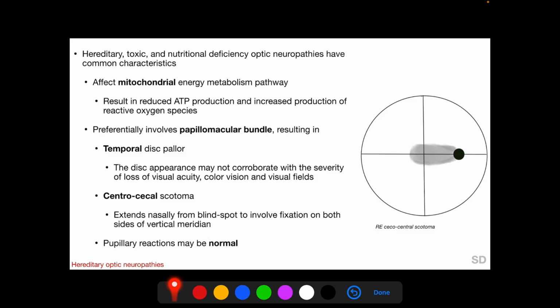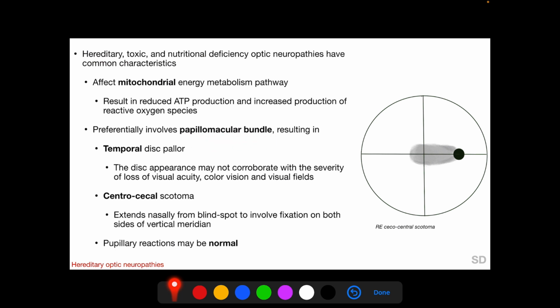Hereditary optic neuropathies as well as toxic and nutritional deficiency optic neuropathies have certain common characteristics. The final common pathway of these optic neuropathies is through the mitochondrial energy metabolism pathway. As a result, there is reduced ATP generation as well as increased production of reactive oxygen species. Both these factors result in neuronal damage. All these types of optic neuropathies preferentially involve the papillomacular bundle. This is important to remember.